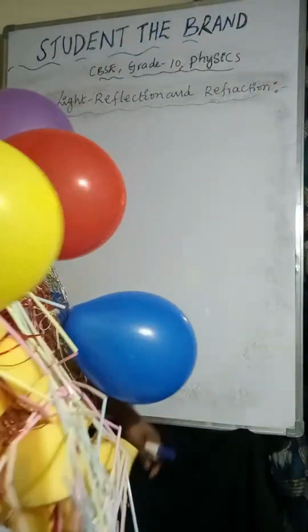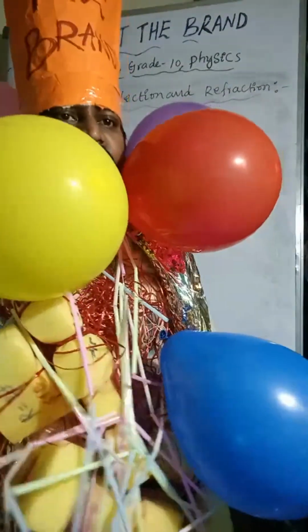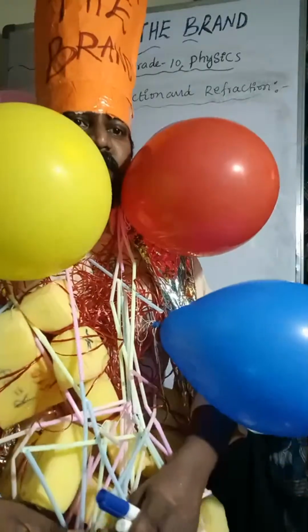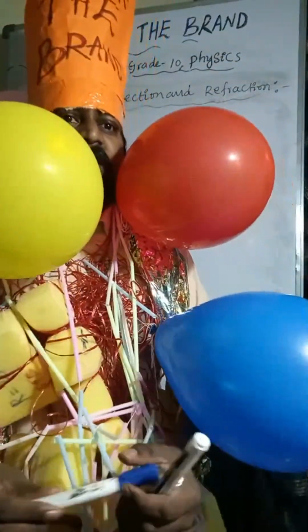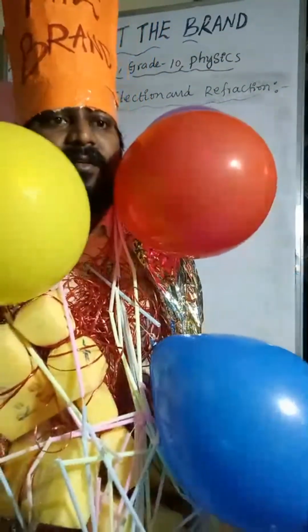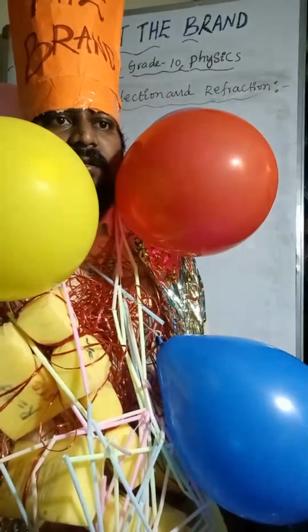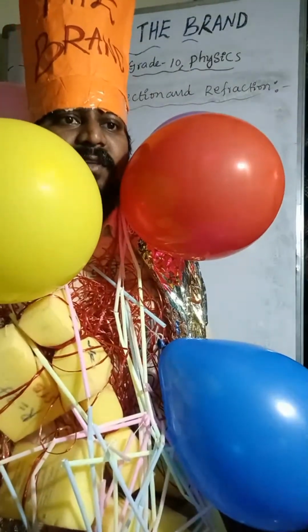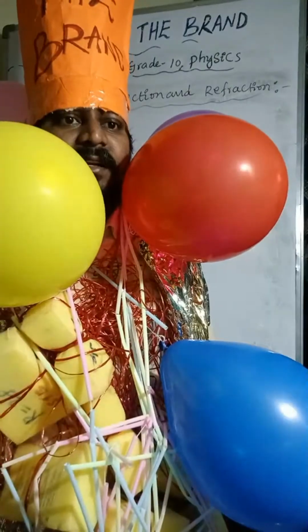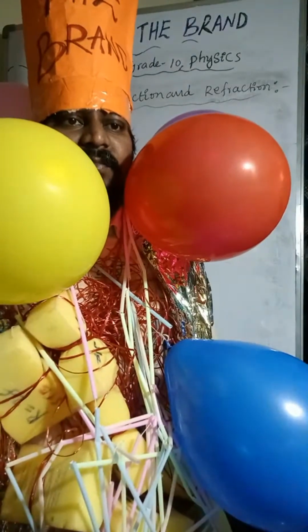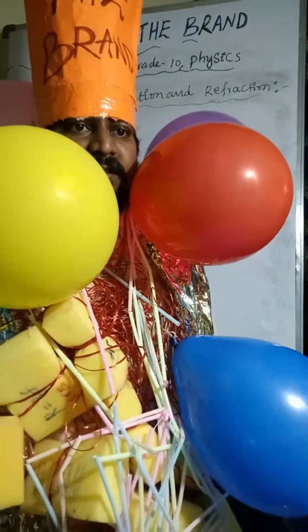Light reflection and diffraction. Light is a form of energy which gives the sensation of sight. When light is incident on the surface, it reflects back. The bouncing back of the light from the reflecting surface is called reflection of light.